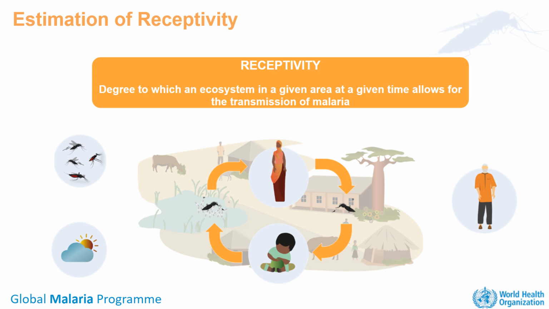Finally, the density of malaria vectors in an area can help to categorize areas of relatively higher or lower receptivity. As vectorial capacity is proportional to the density of vectors, all things being equal, areas of greater vector density will have higher levels of receptivity than areas of low density.